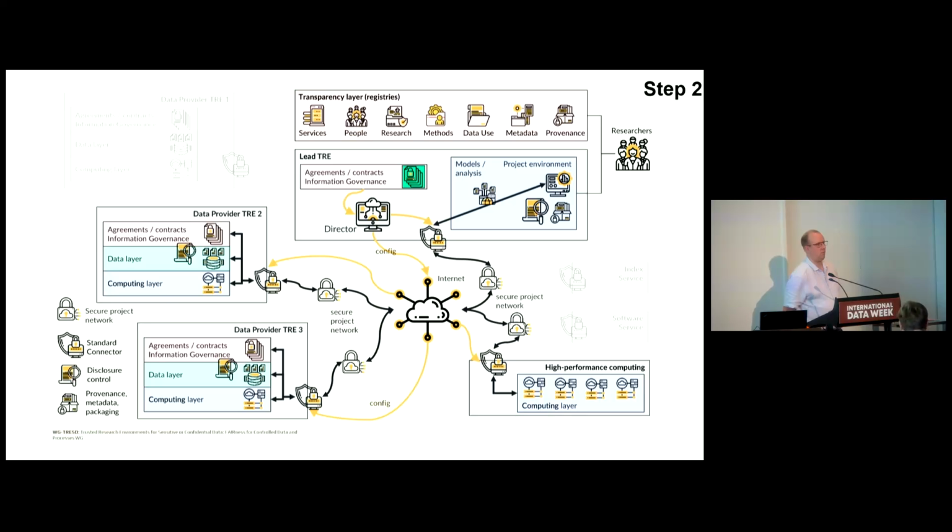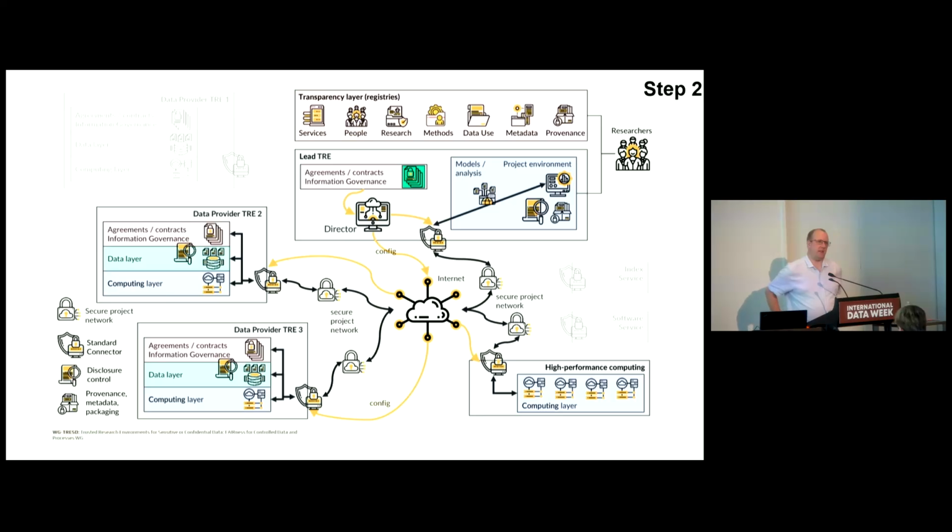I'm wondering if you can share your perspective on the size of the network. So are there optimal interactions for TREs? Are there too many? What does that look like? Yeah, I don't have an answer. As in how many TREs.